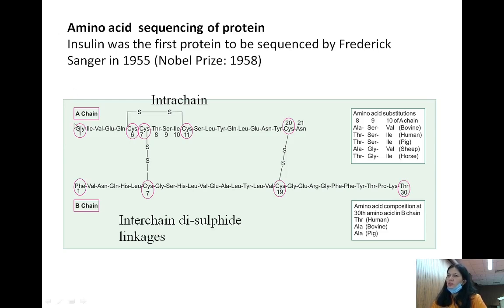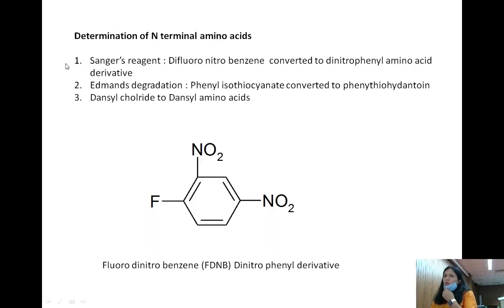You can sequence either from the N-terminal side or from the C-terminal side. If you want to sequence the protein from the N-terminal side, we can do it by 3 methods. Number 1 is by using Sanger's reagent. You have to remember the name of the Sanger's reagent. This is known as difluoronitrobenzene. This is the Sanger's reagent, okay, difluoronitrobenzene.